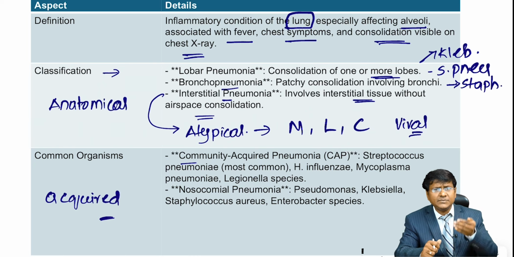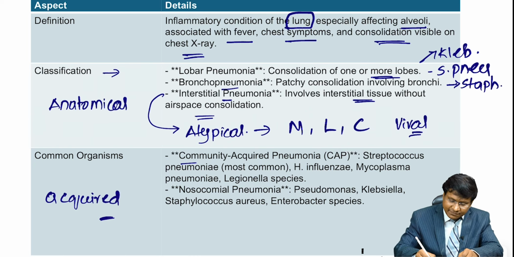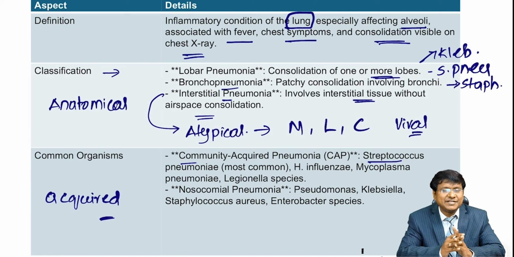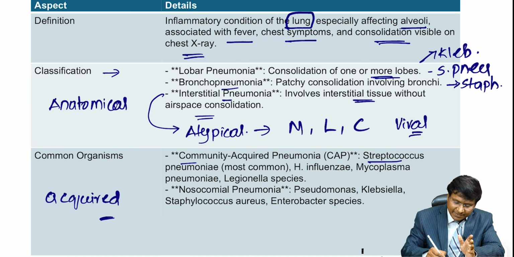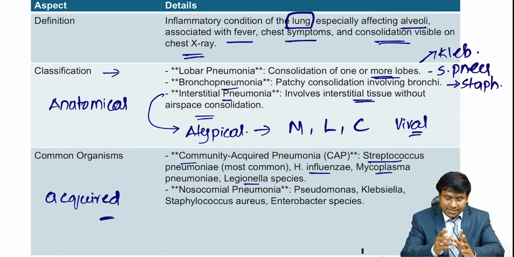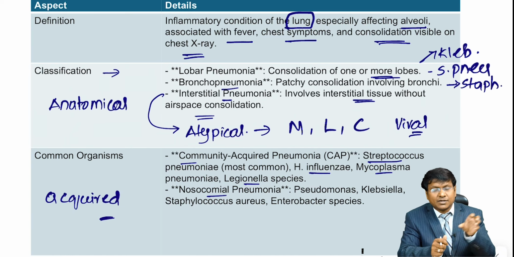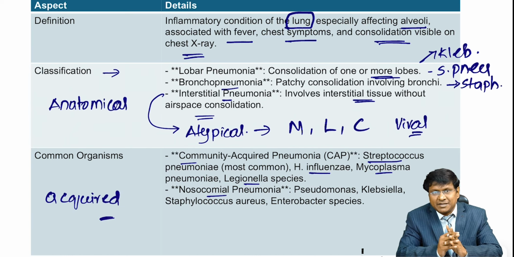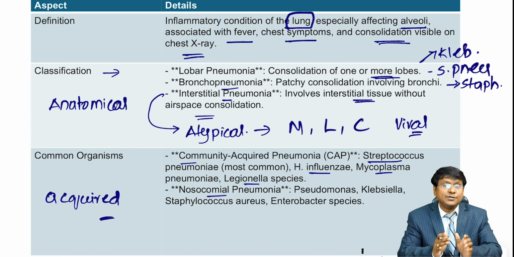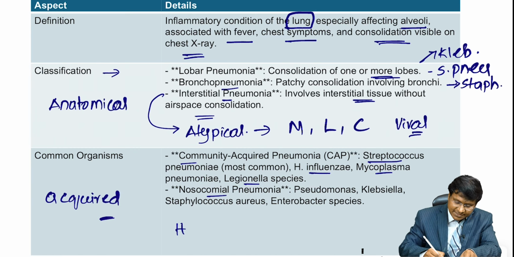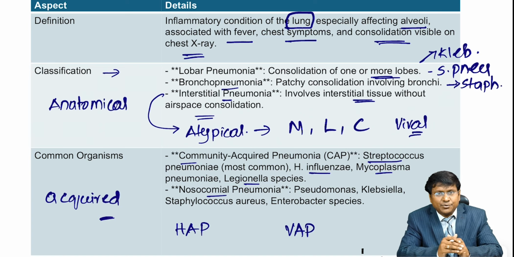So the most common organism that will be causing community acquired pneumonia will be Streptococcus pneumoniae. Followed by that we have the other organisms like Haemophilus influenzae, Mycoplasma, and Legionella. Whereas nosocomial pneumonias are the ones which occur when the individual enters the hospital premises. And nosocomial pneumonias, again we have two types: one is the hospital acquired pneumonias, and the other one is the ventilator associated pneumonias.